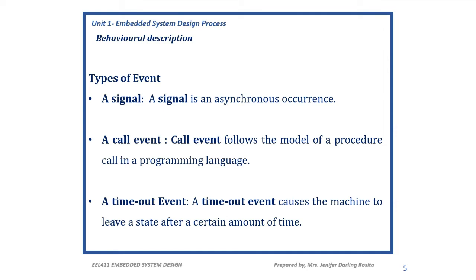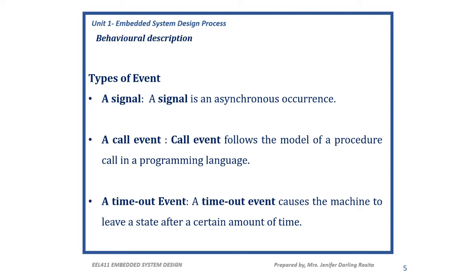Okay. So types of event. Under the types of event, you have three types. The first one is signal. The second is called call event. And the third one is called timeout event. Okay. A signal is what? A signal may be a user pressing a button. It is a kind of signal. Or when an amount of radiation is being sensed from the IR sensor, it is an event. Something is detected, right?